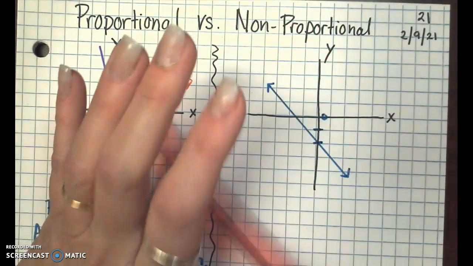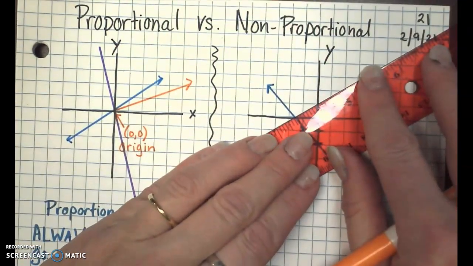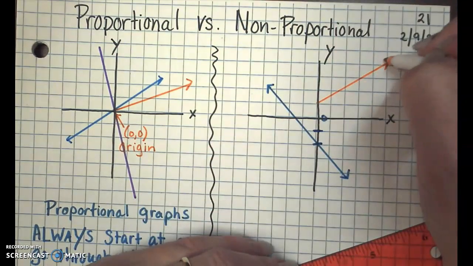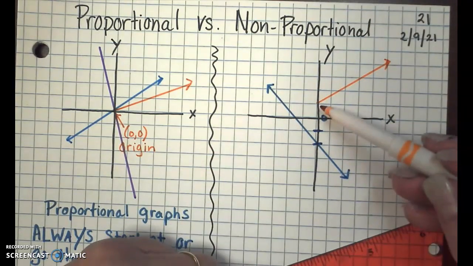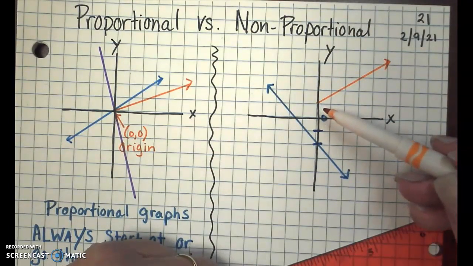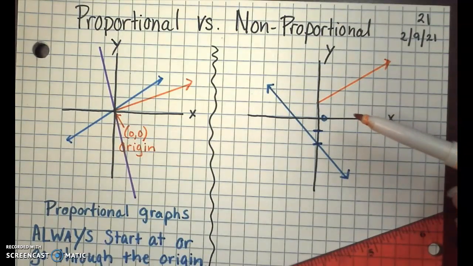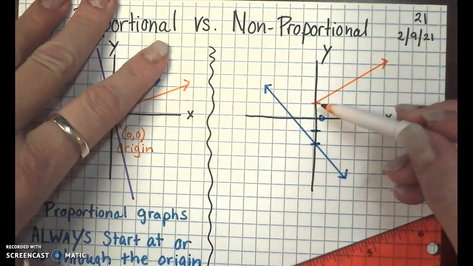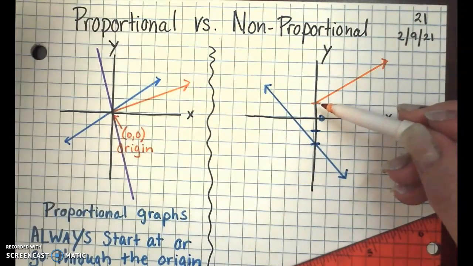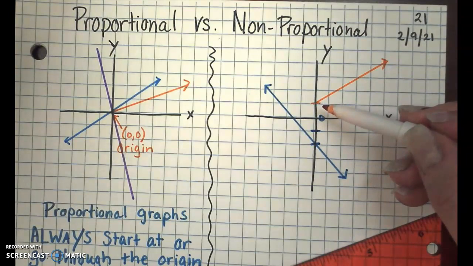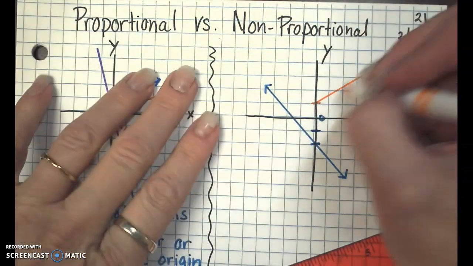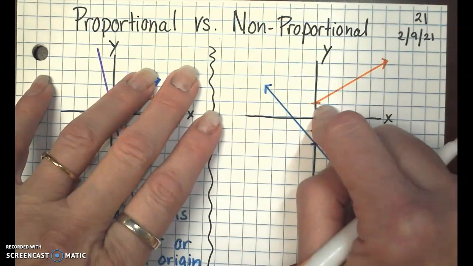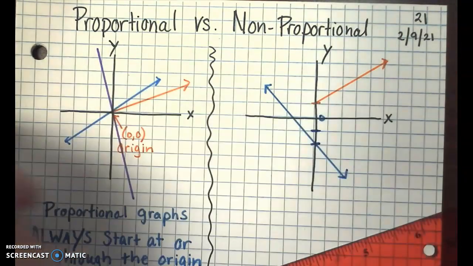Okay, here's another example. Let's say that we have a line that starts maybe right here and goes up. Something like that. Does that touch the origin? This orange line? No. It actually touches the y-axis at what number? Positive what? 1. Yeah, positive 1. So this is not proportional. I almost said it was. Not proportional. Okay? I'll do one more example.